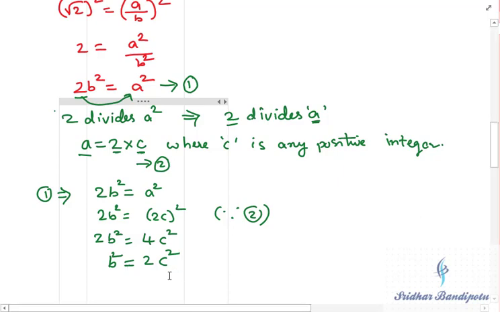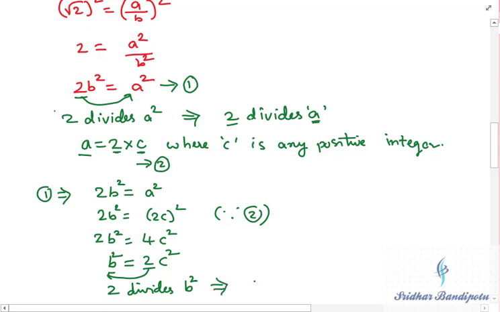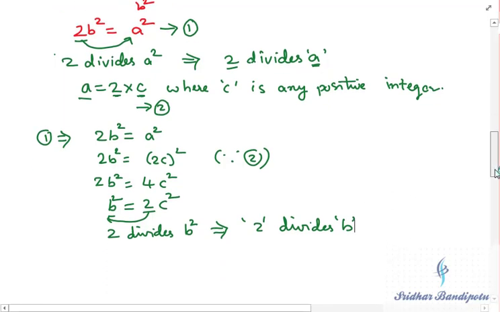Again see here, 2 is one of the factors in the prime factorization of b square, right? So if 2 is one of the factors in the prime factorization of b square, then I can write the statement: 2 divides b square. From the third theorem we can say that if 2 divides b square, then 2 divides b. Is it clear?